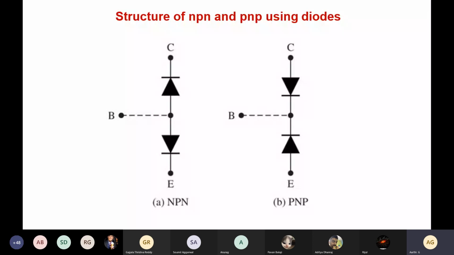Here again, this is the symbolic representation in terms of a diode. You see here, basically the transistor is two PN diodes connected back to back. For NPN, this is N, the negative terminal, and this is positive. Both positives are connected together, and this is again negative. So it is negative, positive, negative. Similarly for PNP, this is positive, both negatives tied together, and then positive: P, N, and P. This is how the two diodes are placed in position.